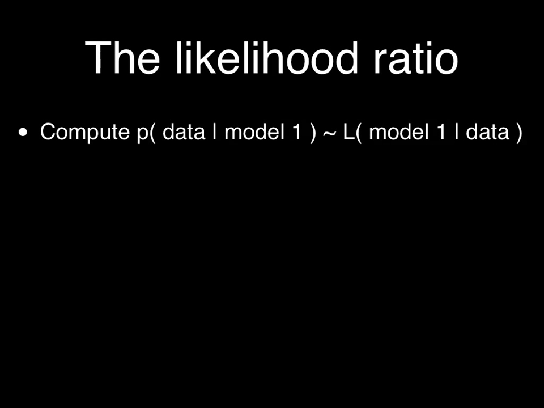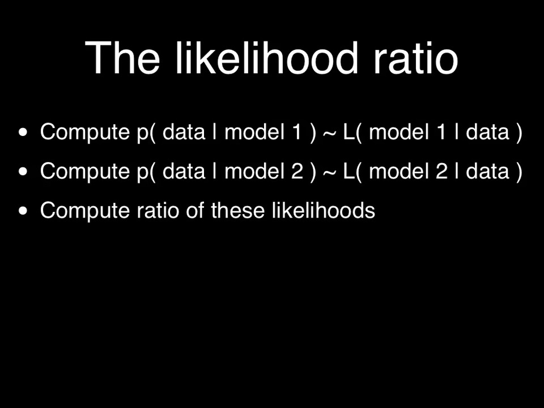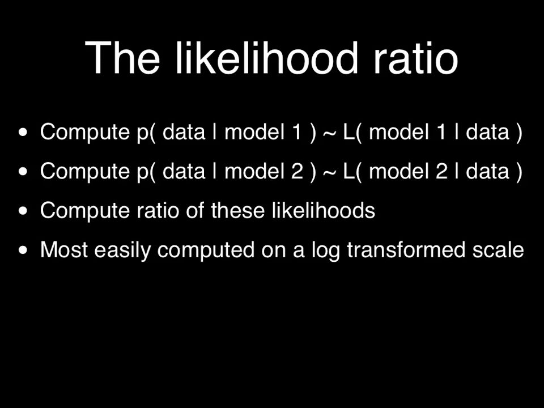So, as I said, for each model you compute the probability of the data given the model, which is equivalent to looking at the likelihood of the model given the data. You do the same thing for model 2, and then you simply compute the ratio of these two likelihoods. So it would be the ratio of this versus this.